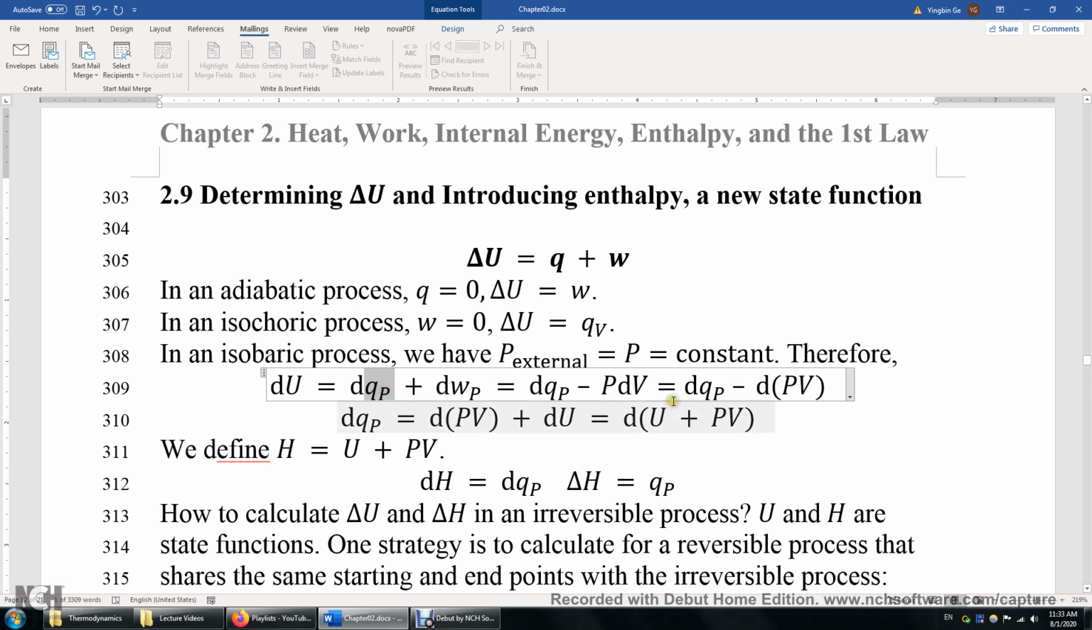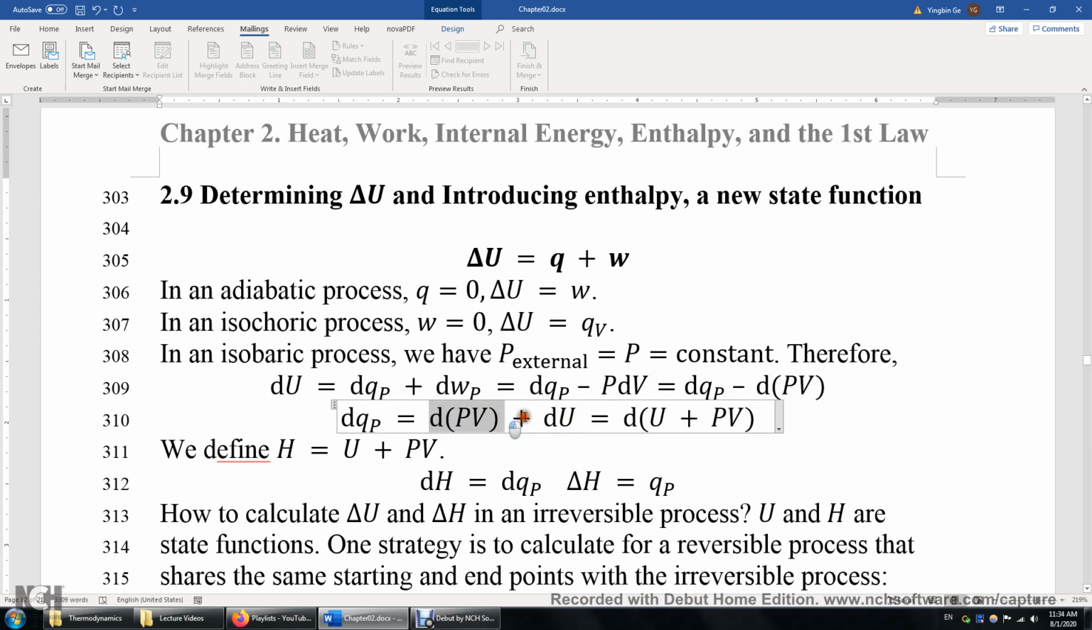dqp is copied here. dwp is negative PdV because pressure is a constant. Then PdV is equal to d(PV). Why? d(PV) is equal to PdV plus VdP in calculus. VdP is 0 because pressure is constant. And then we can just rewrite this equation. Again, dqp minus d(PV) is dU. Therefore, dqp is simply d(PV) plus dU.